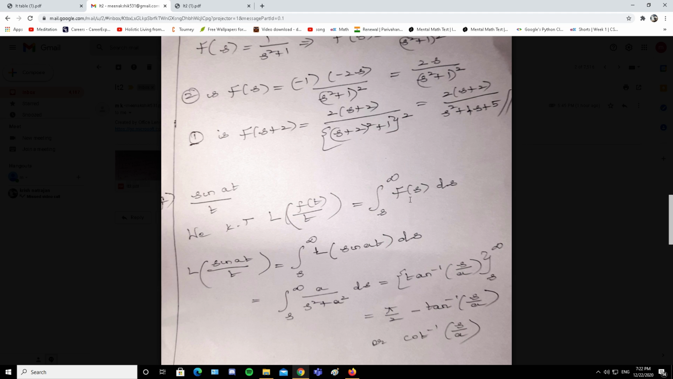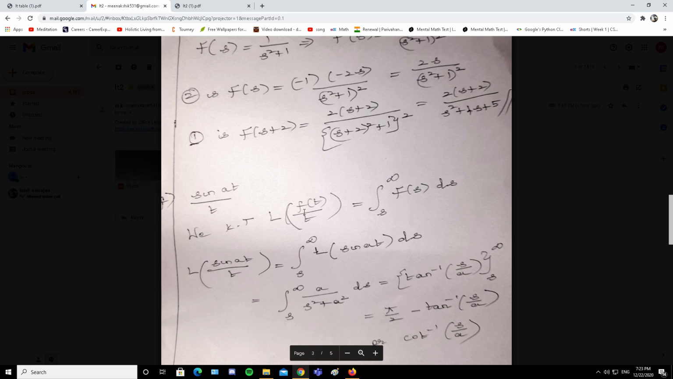It is integral s to infinity f of s, where f of s is L of f of t, and f of t is the numerator, that is sin a t. So integral s to infinity L of sin a t ds. What is L of sin a t? Laplace of sin a t, a standard function, is a by s square plus a square. So integral s to infinity a by s square plus a square ds is tan inverse of s by a from s to infinity. When s takes the upper limit infinity, tan inverse infinity is pi by 2. When s takes the lower limit s, we get tan inverse of s by a. So pi by 2 minus tan inverse of s by a is cot inverse of s by a.